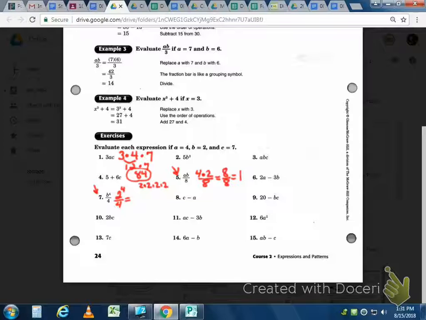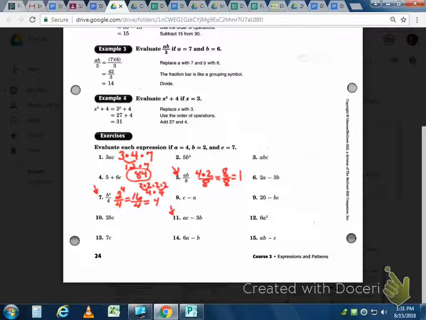Oh, you went too far. So it's just what? The 2 times 2 is 4, this is 4, and this is 4. So 4 times 4? 16. So 16 divided by 4, and what would that be, Liam? 4. All right, let's skip to number 11.